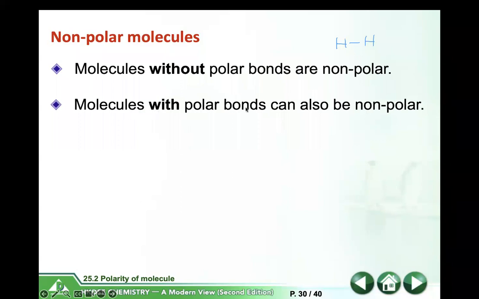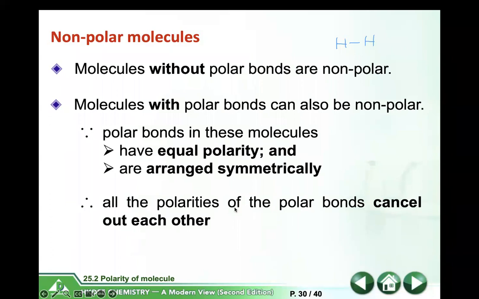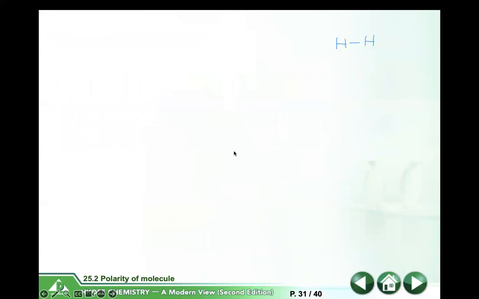But molecules with polar bonds can also be nonpolar. How can that be? If the polar bonds are arranged systematically, they can cancel out with each other. For example, all the polarity of the polar bonds can cancel out with each other, and then it is a nonpolar molecule. But the point is, the polar bonds should have equal polarity first. Equal polarity first. That is how.